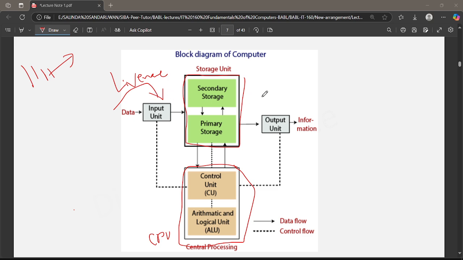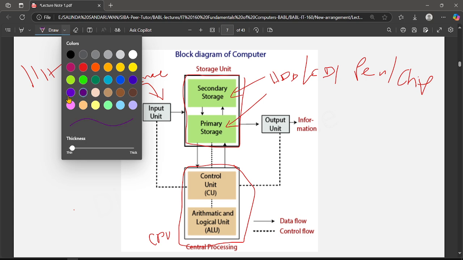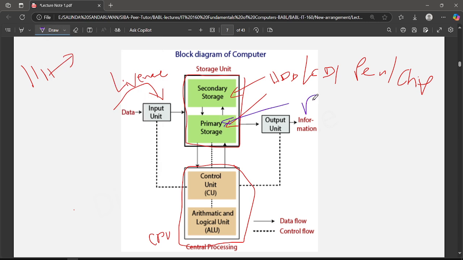Then we have two types of memory here, the secondary memory and the primary memory. For secondary memory, examples are the hard disk, the CD, the pen drive, and the chip. And for the primary memory, we only have RAM, random access memory.